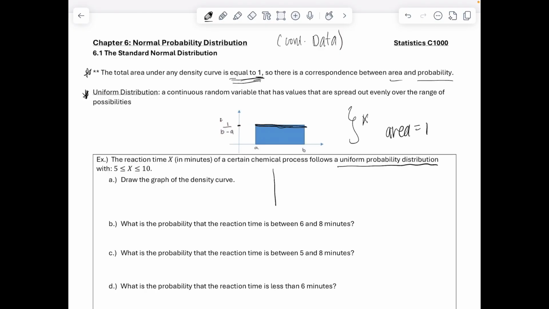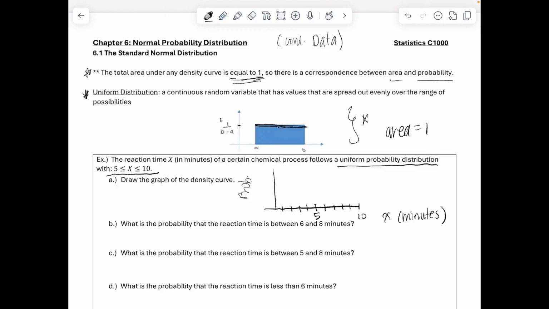For this, it's just like up above. We're going to have our probability on the side. We did density curves or histograms in our previous chapter, Chapter 5. And then x is our random variable, which is in minutes. So 1, 2, 3, 4, 5. This actually starts at 5 since we know x is between 5 and 10. So 6, 7, 8, 9, 10.